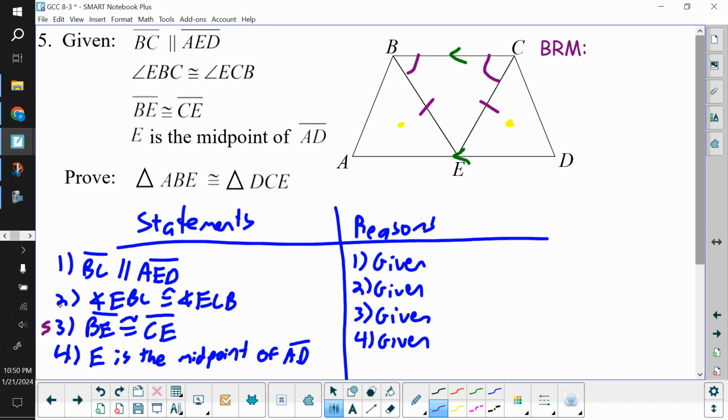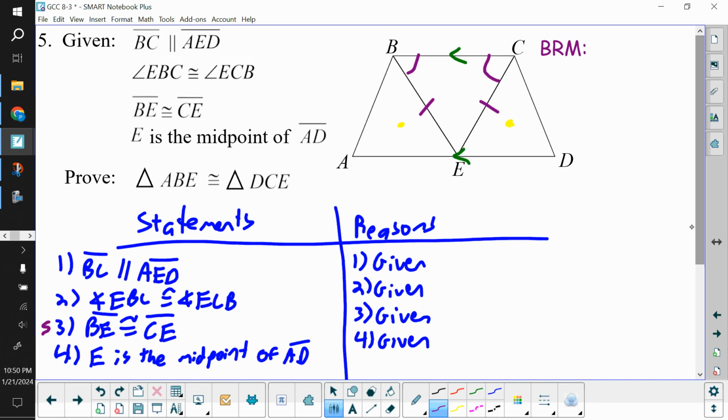So we could have done two congruent base angles implies isosceles triangle for BCE being isosceles, and then isosceles triangle implies two congruent sides to get BE congruent to CE. So we could have gotten what they told us in given number 3 with our isosceles triangle stuff, but it's nice they gave it to us. It saves us some steps.